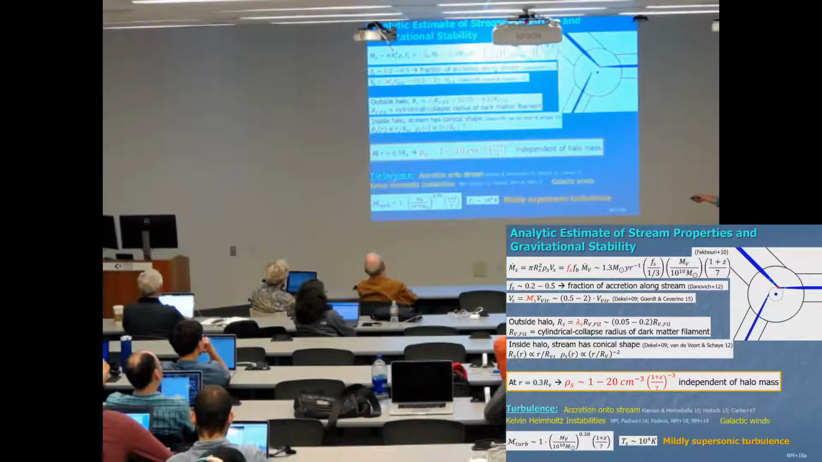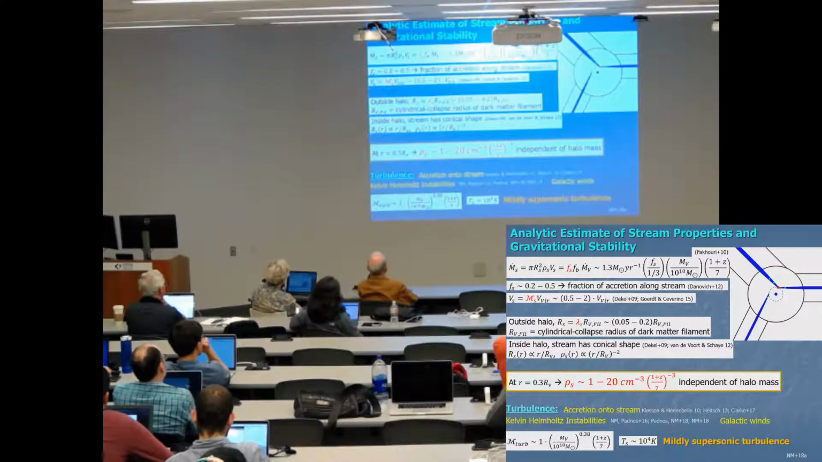The streams are very turbulent due to accretion onto the streams, Kelvin-Helmholtz instabilities, which we just saw, and also due to galactic winds. And when you put everything together, you can get turbulent Mach numbers of order unity, but that scales with the halo mass and with the redshift.